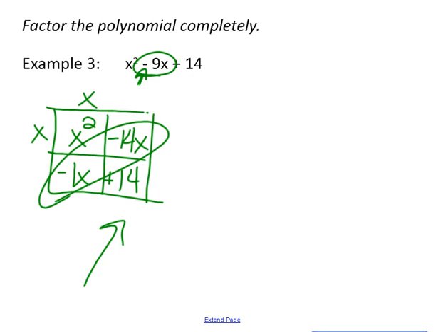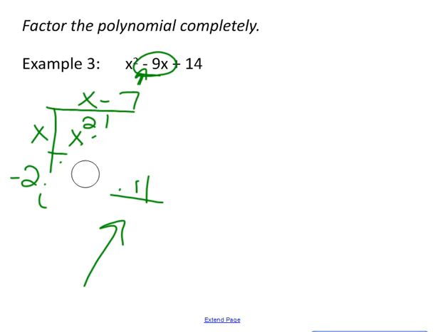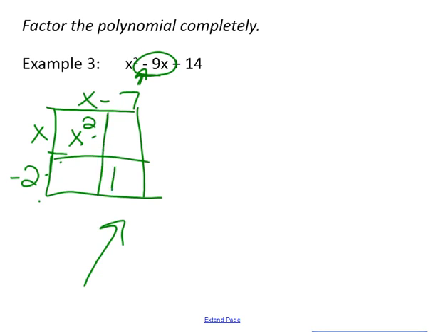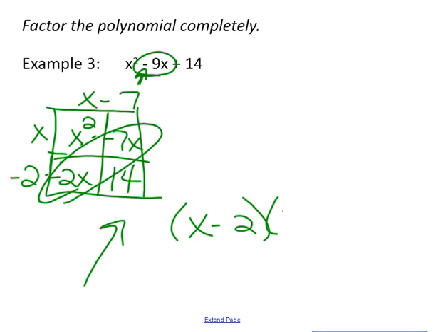Let's try what else multiplies to get 14. Let's try negative 2 and negative 7. So negative 2 times x will give you negative 2x. X times negative 7 will give you negative 7x. And if I add those together, that will give me a negative 9x, which is what I'm looking for. So my factors are x minus 2, x minus 7.